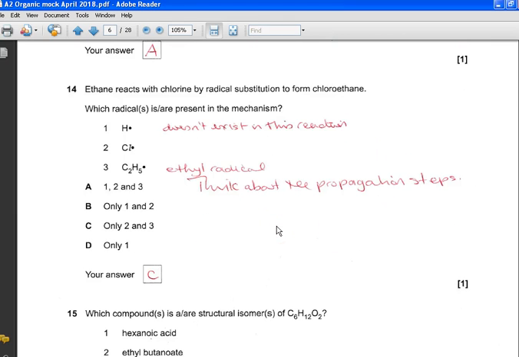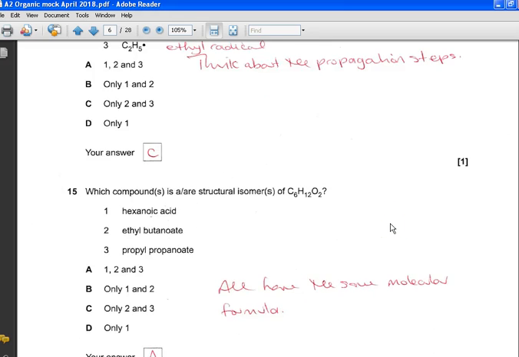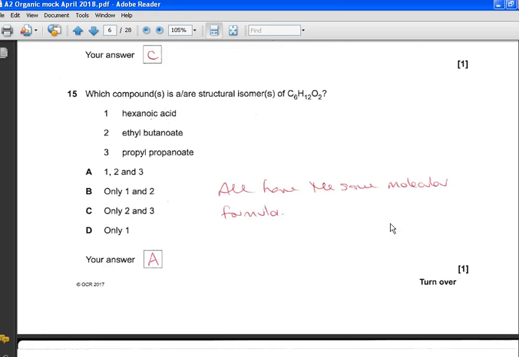Okay, we're looking at the reaction of radical substitution to form chloroethane. Which radicals are present in this mechanism? A hydrogen radical doesn't exist in this mechanism. So you've got your chlorine radical and your ethyl radical. So you need to be familiar with the propagation steps of radical substitution. Structural isomers. You've got to check the formula of these substances. They've all got the same molecular formula, so the answer will be all of them.